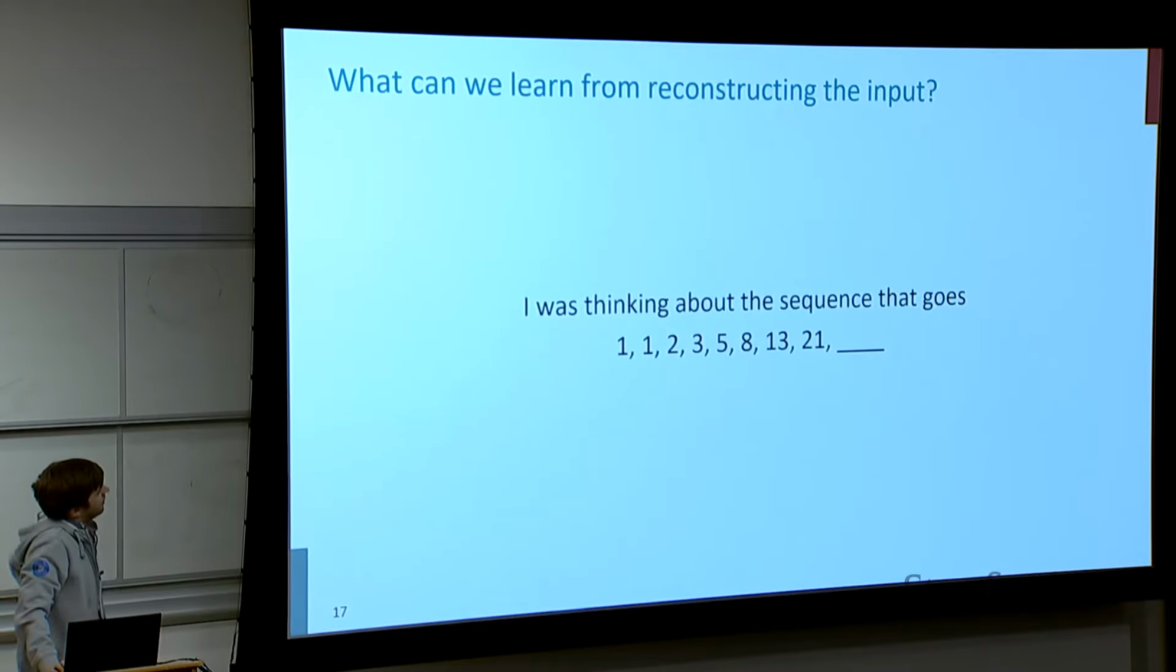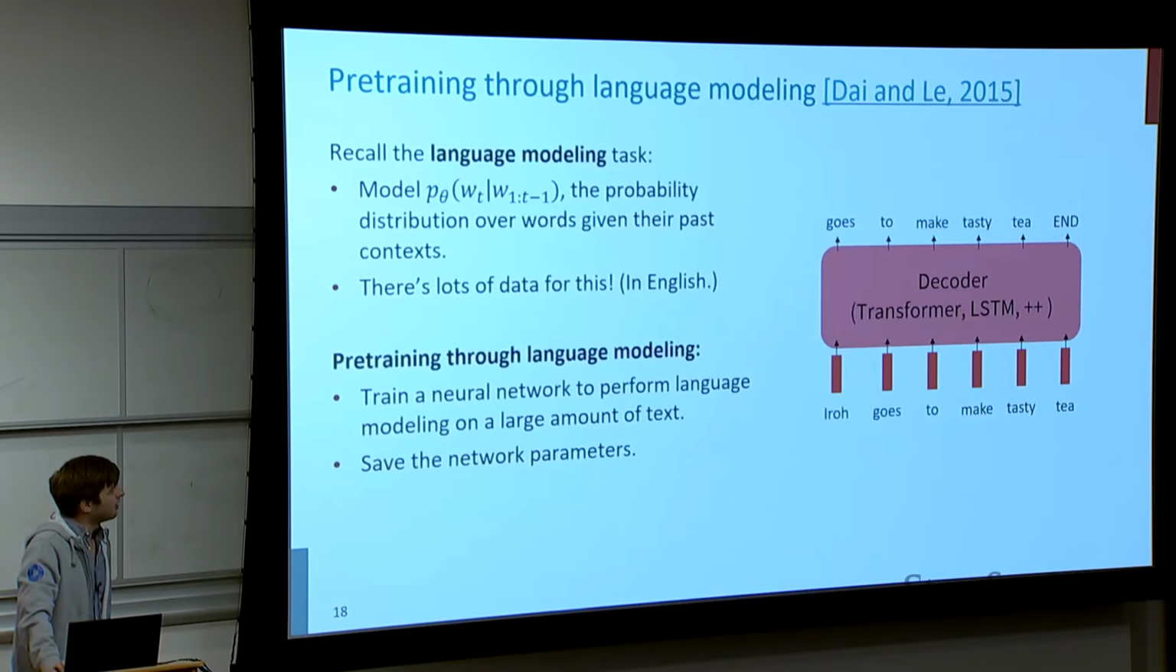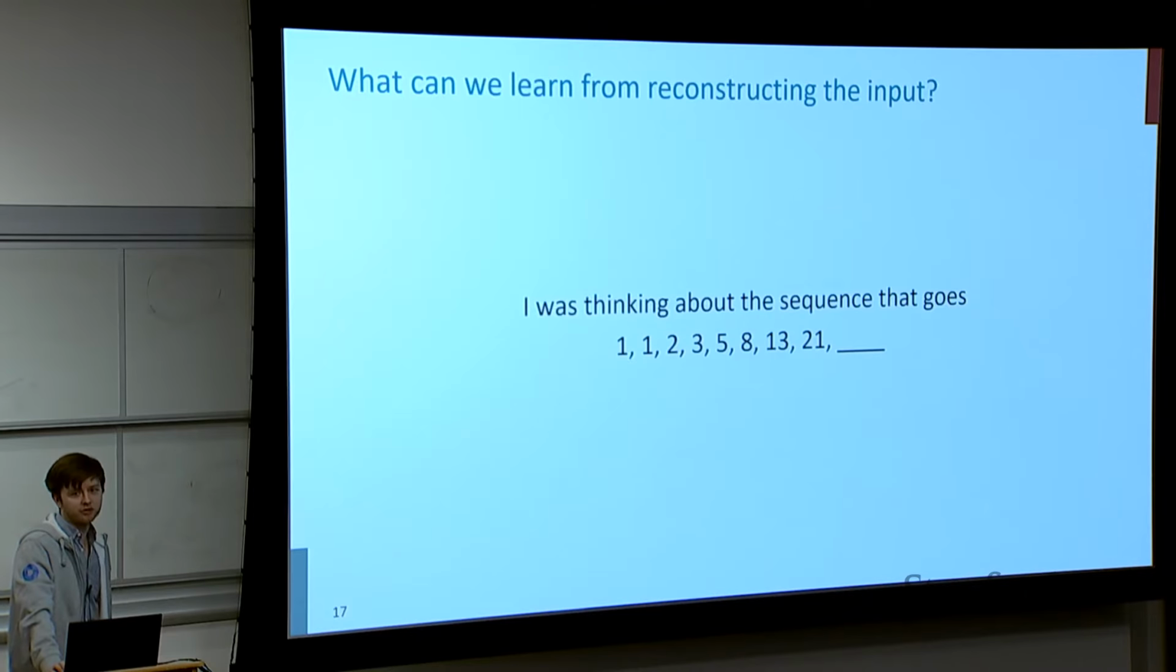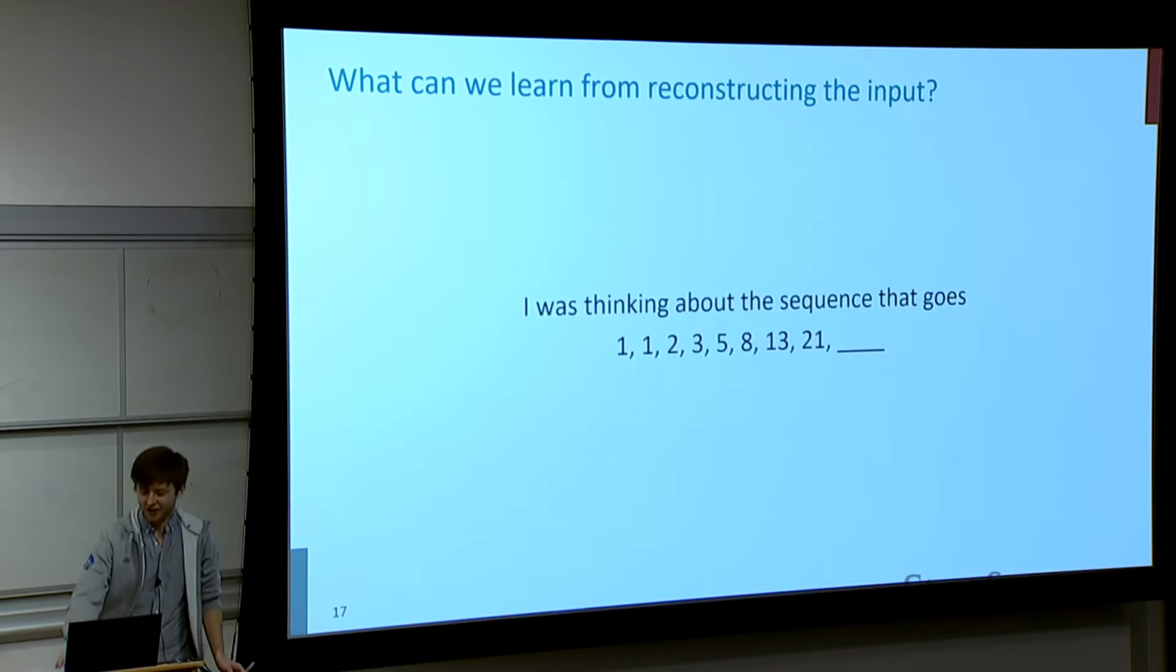So here's the sequence I was thinking about: 1, 1, 2, 3, 5, 8, 13, 21, blank. And this is a pretty tough one, right? This is the Fibonacci sequence. Can a model, by looking at a bunch of numbers from the Fibonacci sequence, learn to predict the next one in general? It's a question you should be thinking about throughout the lecture. Okay. Any questions on these examples of what you might learn from predicting the context? Okay, cool.